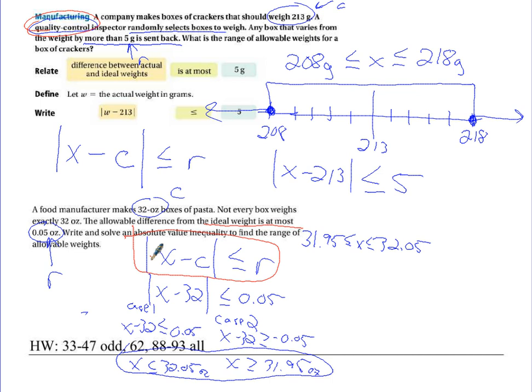And even if you can't get this, you can still kind of say in your head, okay, well I have to be within this amount, so I can add and get one answer. I can subtract and get the other answer.